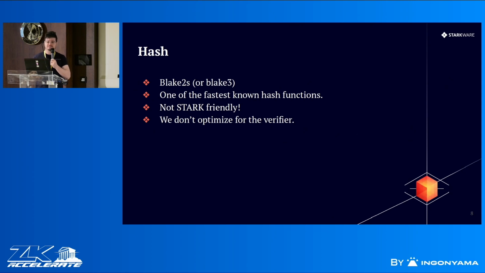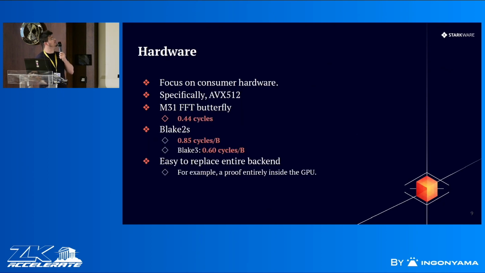Okay, what about the hashes? Well, a lot of projects use algebraically friendly hashes or Stark friendly hashes because we want the verifier to work less. There are all kinds of Poseidons usually. We don't do that. We just take the fastest hash we can possibly take, which is Blake 2S, one of the fastest ones there are. So we take it. It's also possible to take Blake 3, which is just Blake 2 with fewer rounds. And you get very good performance out of it.